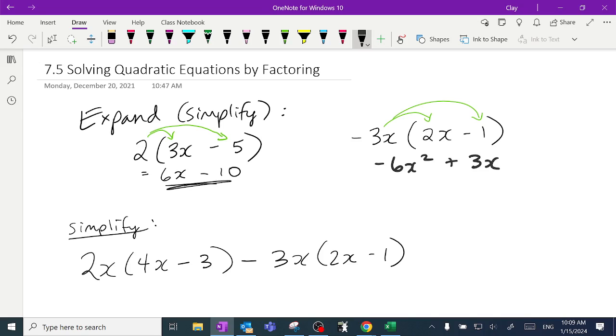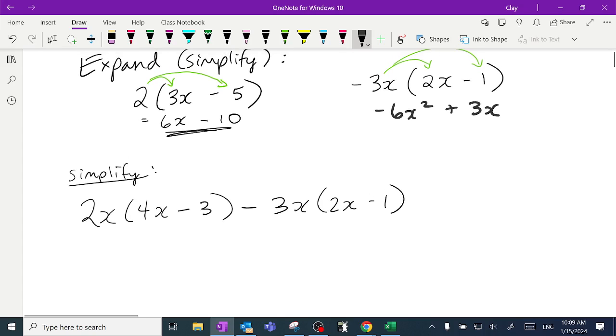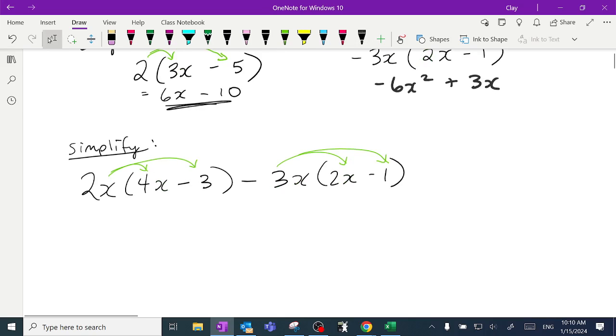So that allowed you to do things more complicated, like this question down here. All right, how would I do that? Well, before I simplify, before I try collecting any like terms, I have to get rid of the brackets. So again, 2x times both of those things and negative 3x times both of these things is going to give me 8x squared minus 6x minus 6x squared plus 3x.